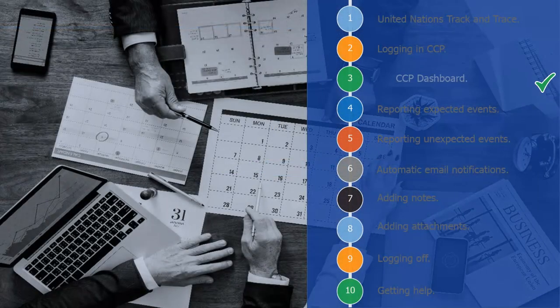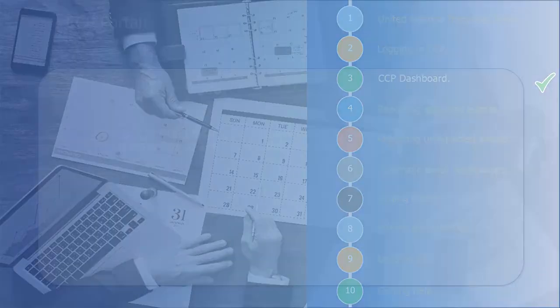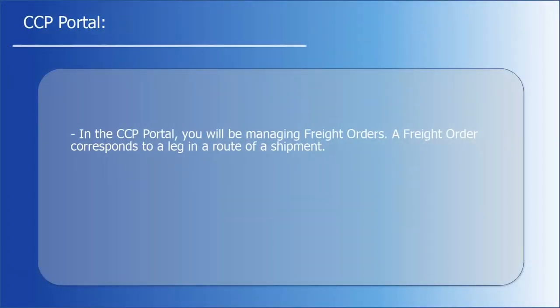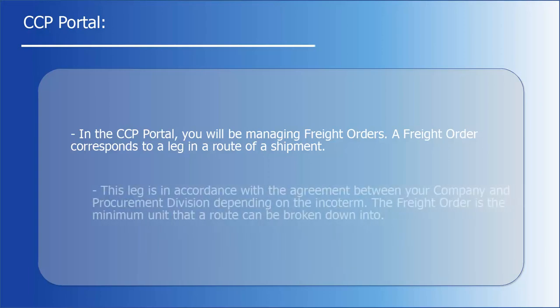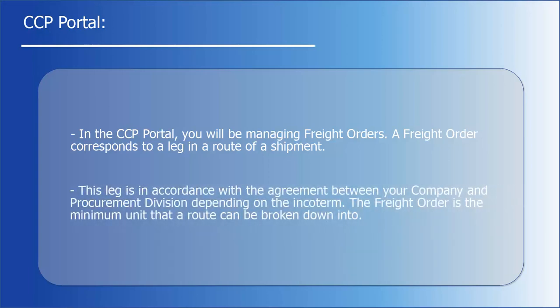The Carrier Collaboration Portal Dashboard or CCP Dashboard. In the CCP portal, you will be managing freight orders. A freight order corresponds to a leg in a route of a shipment. This leg is in accordance with the agreement between your company and Procurement Division depending on the Incoterm. The freight order is the minimum unit that a route can be broken down into.